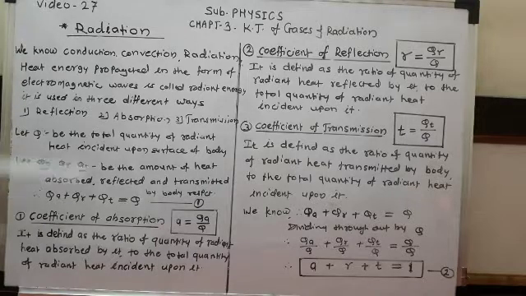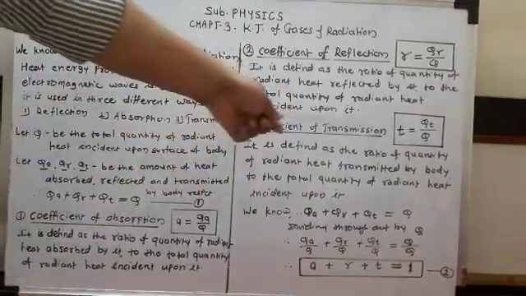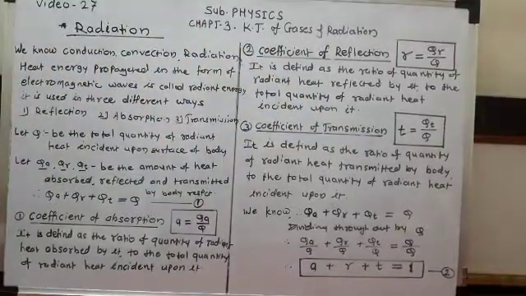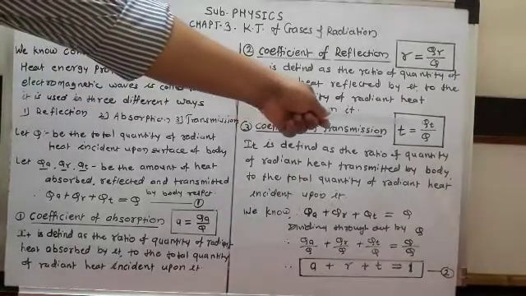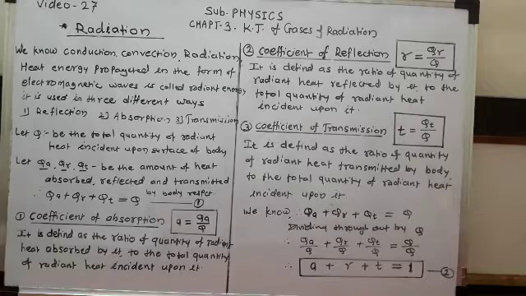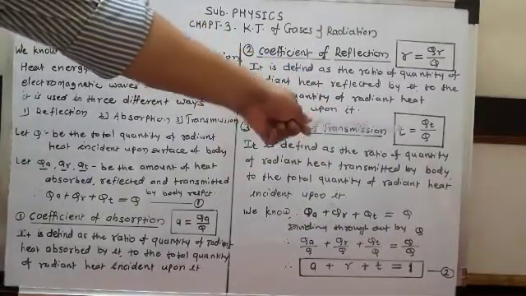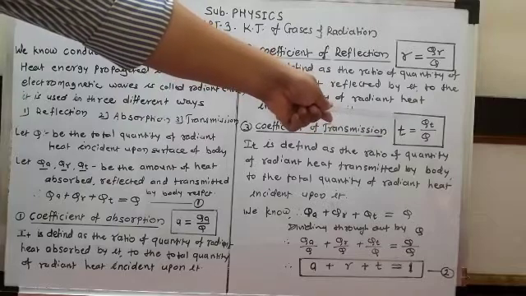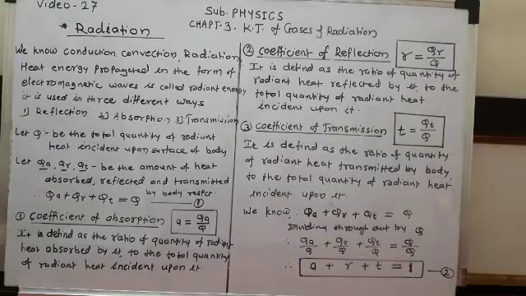And the last one is the coefficient of transmission, which is denoted by small t, and small t is equal to QT upon Q. The coefficient of transmission is defined as the ratio of the quantity of radiant heat transmitted by the body to the total quantity of radiant heat incident upon it. That is small t is equal to QT upon Q.